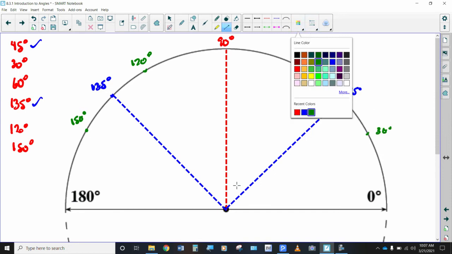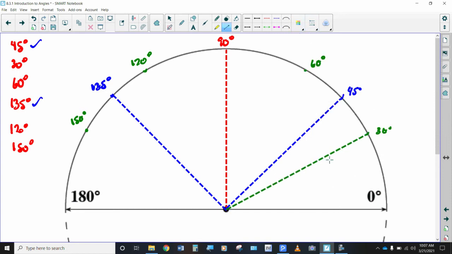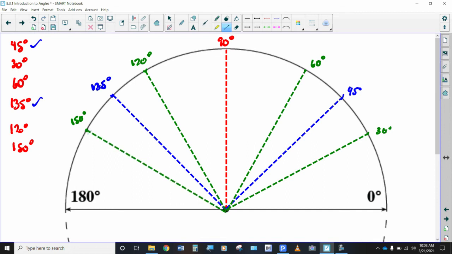So this would be your 30-degree mark. This would be your 60-degree mark. This would be your 120-degree mark. And this would be your 150-degree mark.